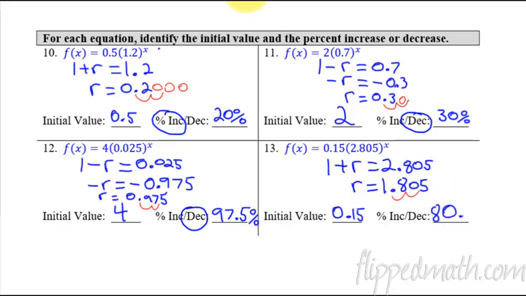Oh, I did that wrong. Erase. 180, as I move the decimal twice, 180.5%. And what was it, an increase or decrease?